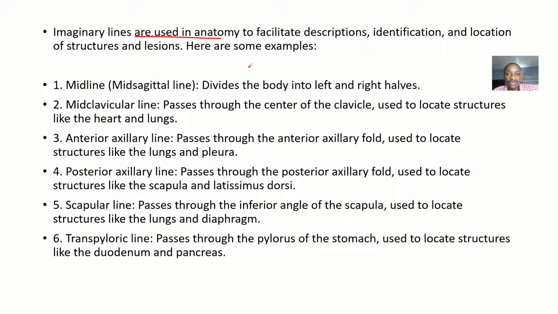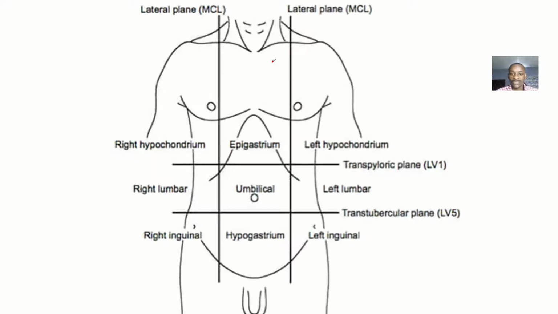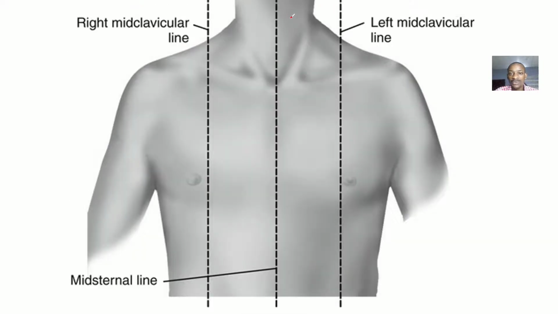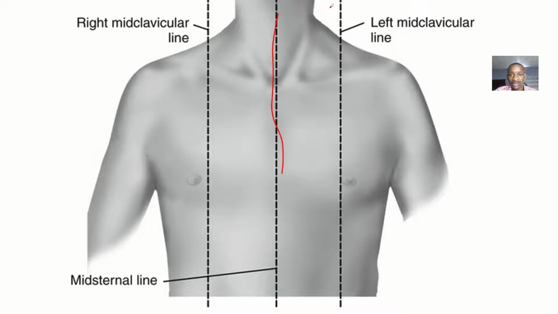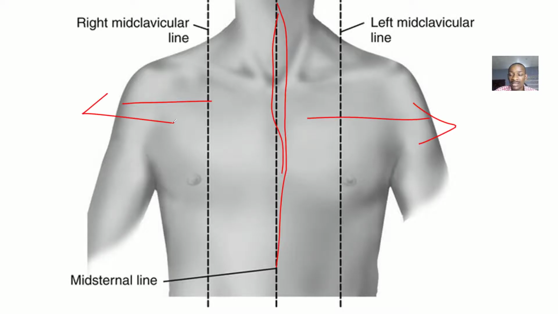So talking about examples of these lines, the one in the middle is obviously the midline, or you could say mid sagittal. All right, midline or mid sagittal. This one divides the body into the left and right halves. So if I draw a line here, that means it is dividing the body into the right side and the left side.